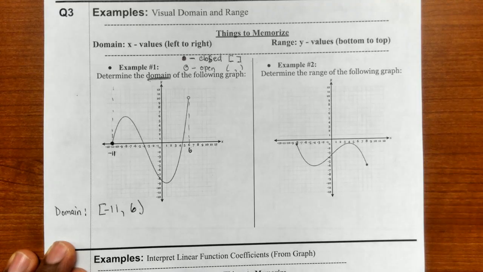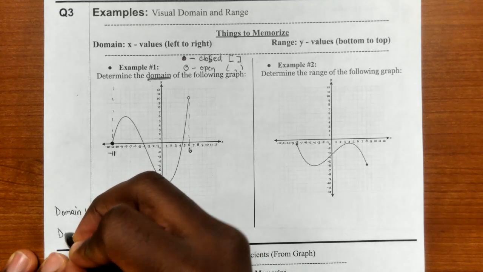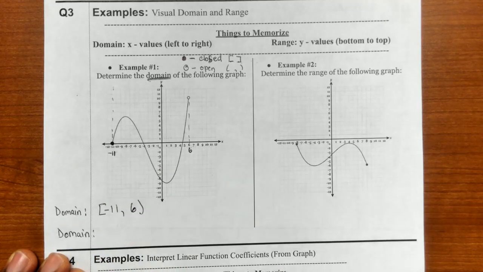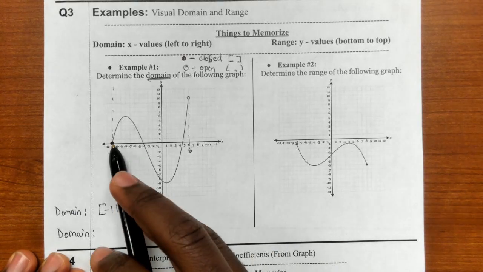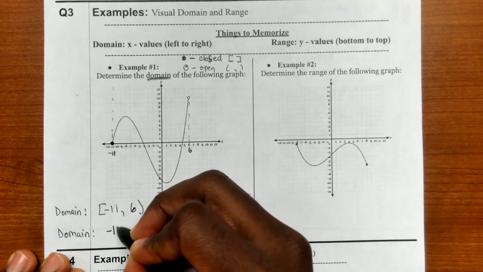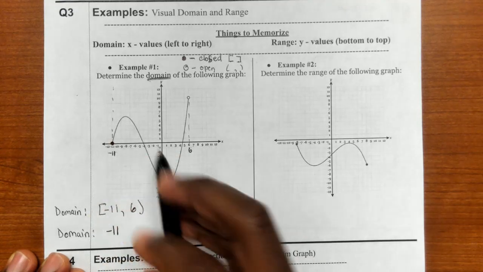Here's the other way you could represent the domain. Both answers are correct. You could represent it as something called inequality notation. When you're doing inequality, it started at negative 11, so negative 11 will be the lowest point, and then it moved in this direction.